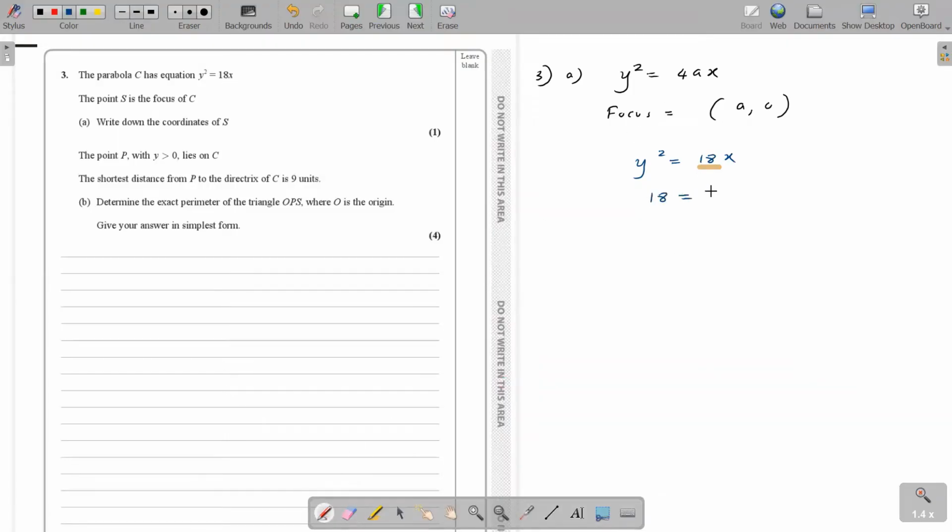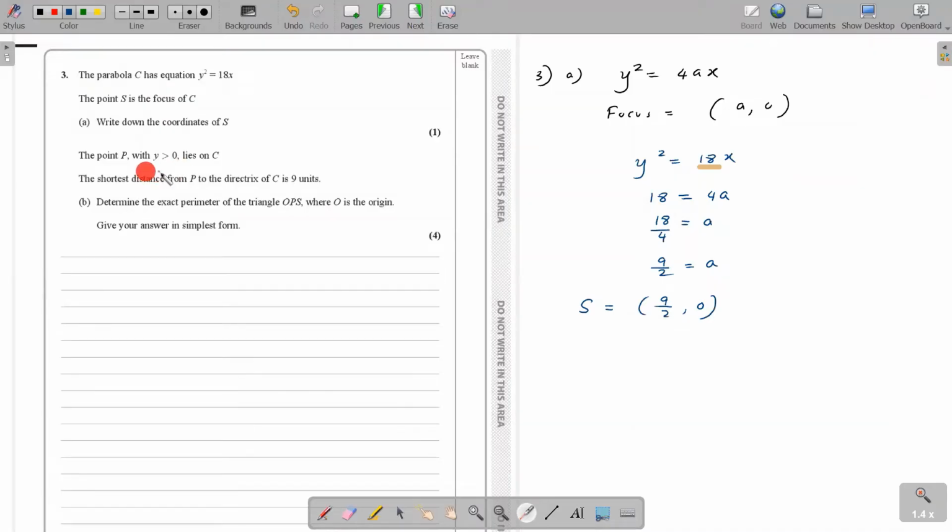Do you agree with me? Which means a is equal to 18 over 4. In other words, when it simplifies, 9 over 2. A equals 9 over 2. So therefore, what are the coordinates of S? The coordinates of S is going to be (9 over 2, 0). Is that clear?